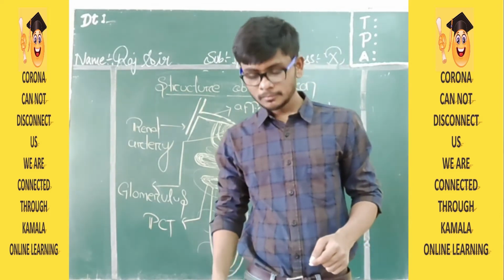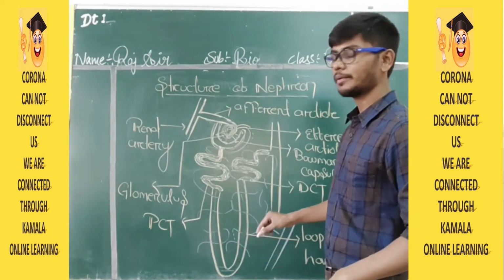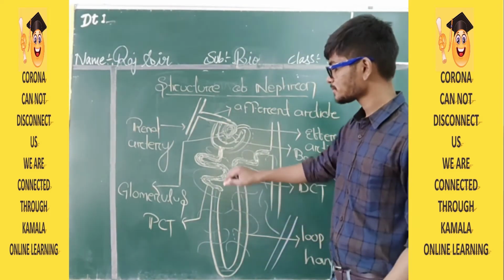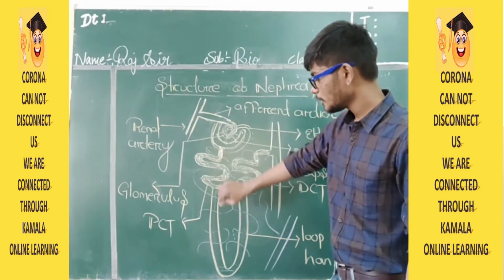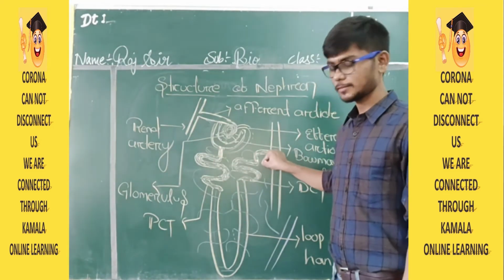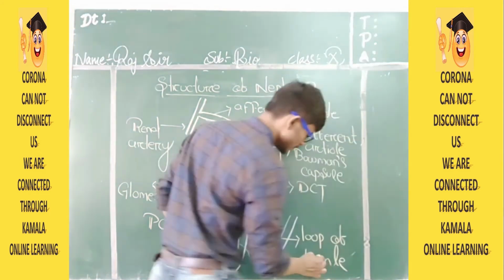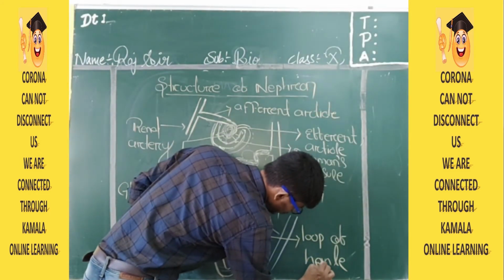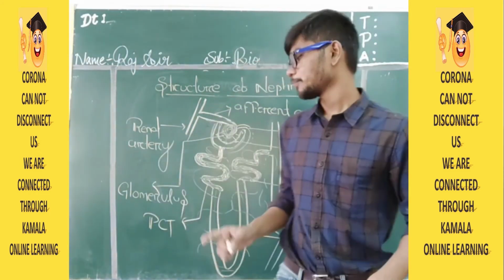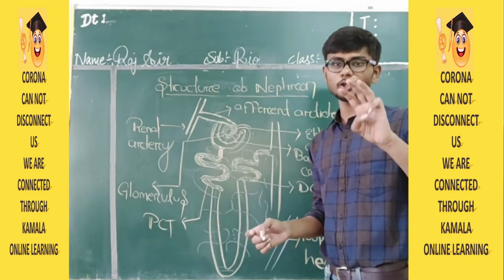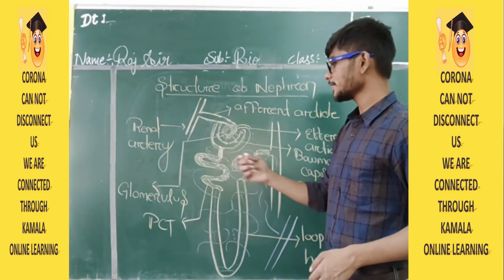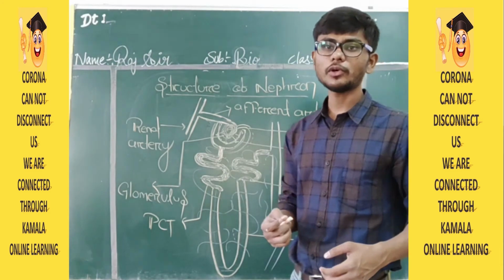Then come to the tubules. How many tubules do you have, students? You have 3. What are they? PCT, loop of Henle and DCT. Okay, sorry, this is HE. Okay, loop of Henle, PCT and DCT. These are the 3 tubules which we will talk about. PCT is the proximal convoluted tubule.